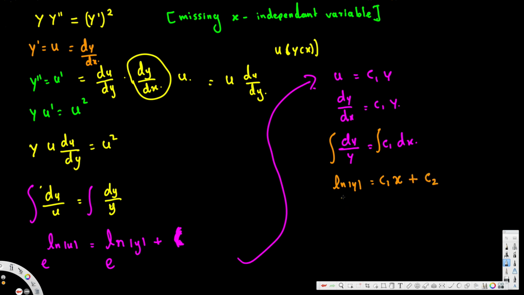c2, okay? Now again we can take e power to get rid of this ln. If we take e power, this is going to be just y, and e power c1x, and since adding powers means multiplication, we can put another constant, let's say c3. So c3 e power c1x, and that's going to be our final solution.